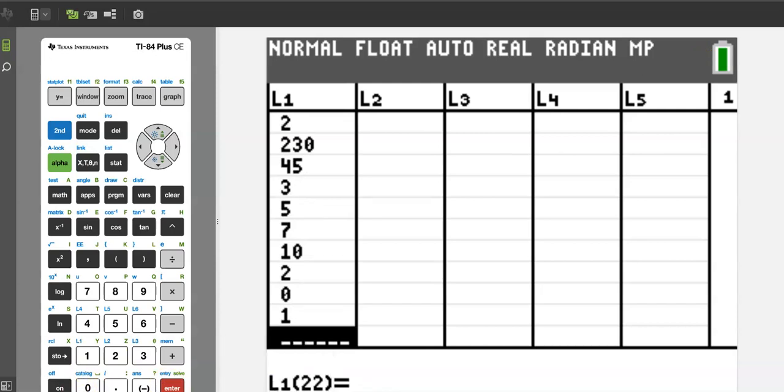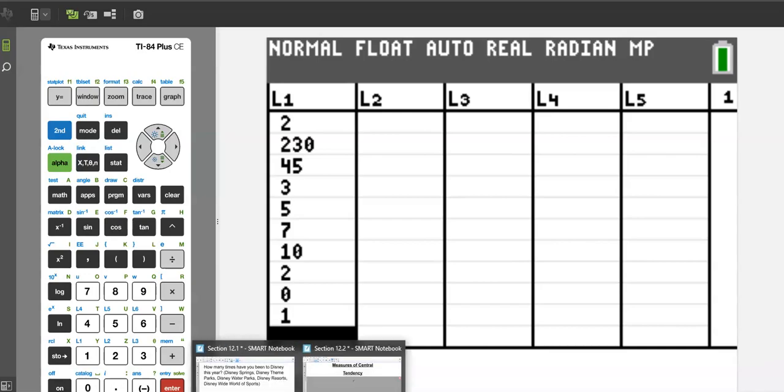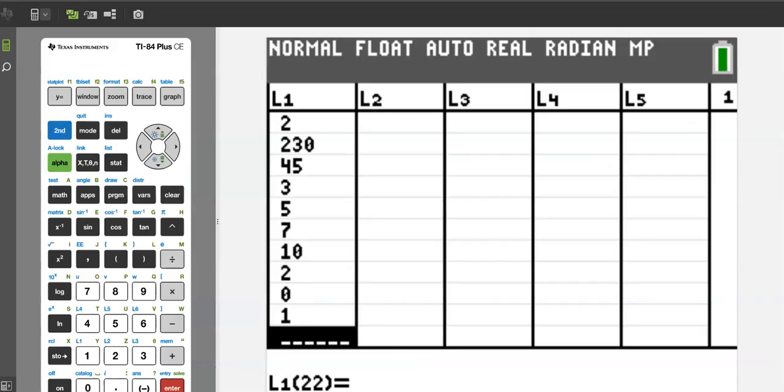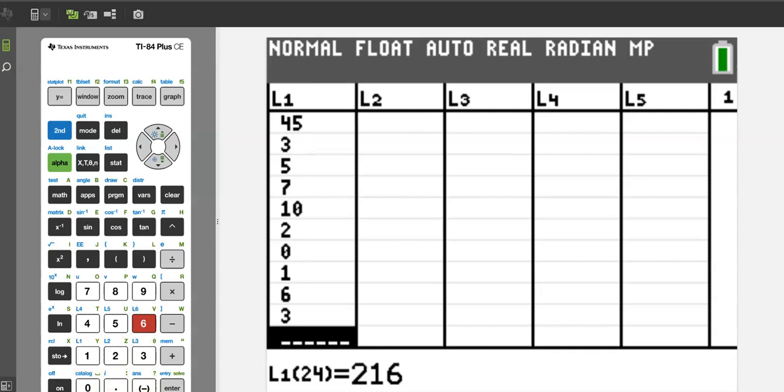And then right after that, going back to my list, I've got a 6, a 3, a 216. Notice my last number as I enter it. Oh, it says 24. Yay, that means I got all my values. So like I said, our calculator can put this in order. Here's how that's going to work.